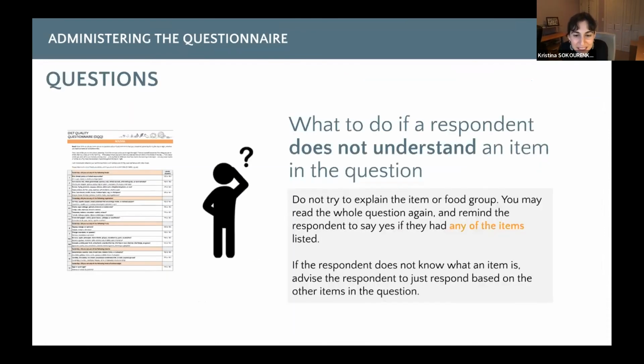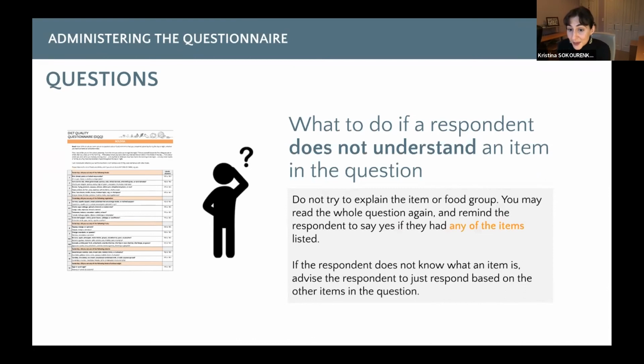And then what to do if somebody doesn't understand, if someone says, "Oh, what do you mean by that item? I don't know what ugu is." Maybe it's a region where that particular item isn't common. Our advice in this situation is not for the enumerator to try and explain the food item, because then we lose consistency.